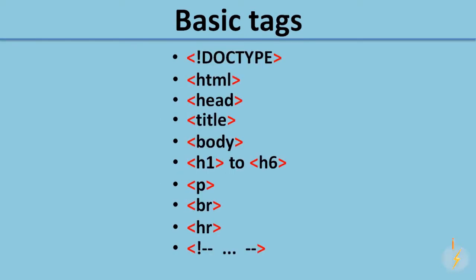Basic tags are here. Doc type, HTML, head, title, body, heading tags h1 to h6, paragraph, break, horizontal rule, and finally comment tag. Let's begin with the first one, doc type tag.